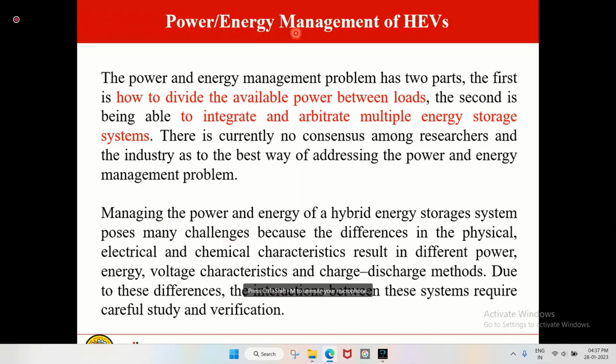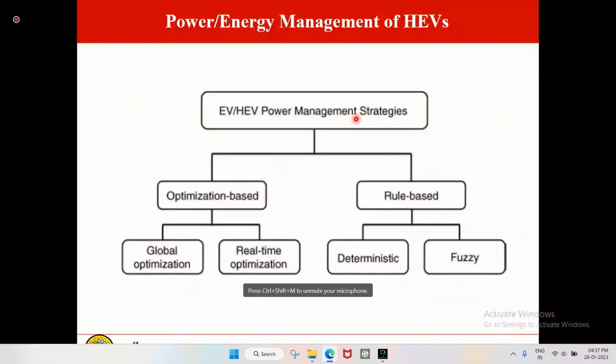So this is a very important issue, power and energy management of HEVs, and that is where most of the hybrid electric vehicle papers are being published. There is a lot of research going on in this area of power and energy management of hybrid electric vehicles. We can have, of course, multiple strategies or techniques to address this problem. For example, we can have an optimization based way of doing it, or a rule based strategy that we may use.